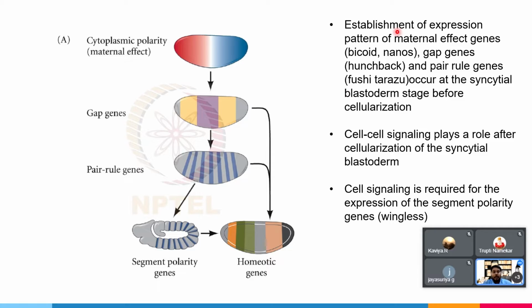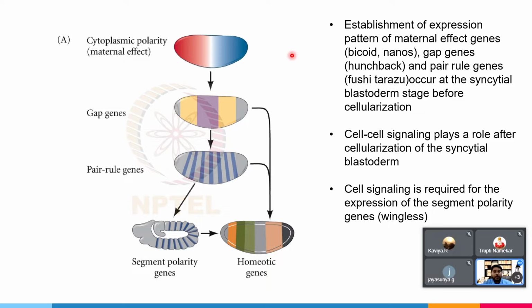And thus, establishment of expression patterns of maternal effect genes, such as bicoid and nanos, gap genes such as hunchback, and pair-rule genes such as fushi tarazu, occurs at the syncytial blastoderm stage before cellularization. So one major thing we have to keep in mind is that as this occurs chronologically, first maternal effect, then gap genes, pair-rule genes, we have to keep in mind that the embryo is also developing a little bit.